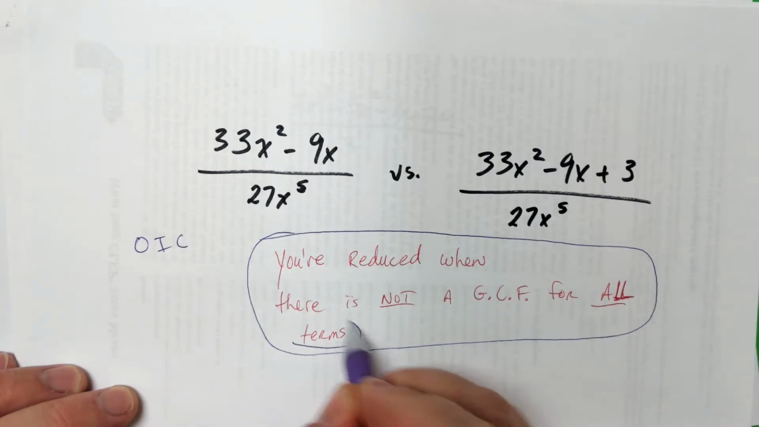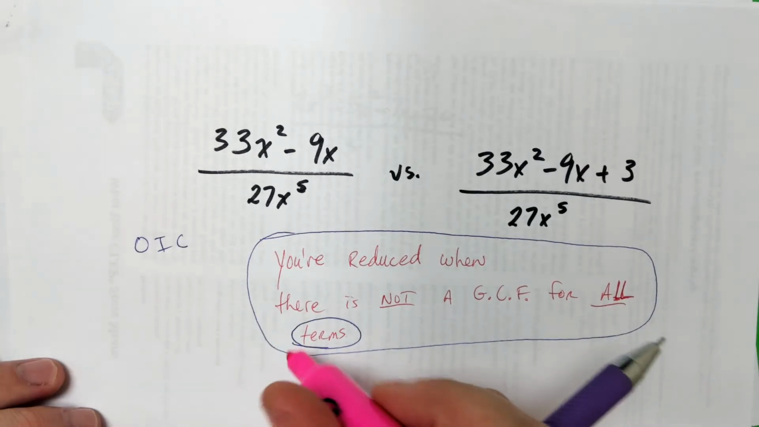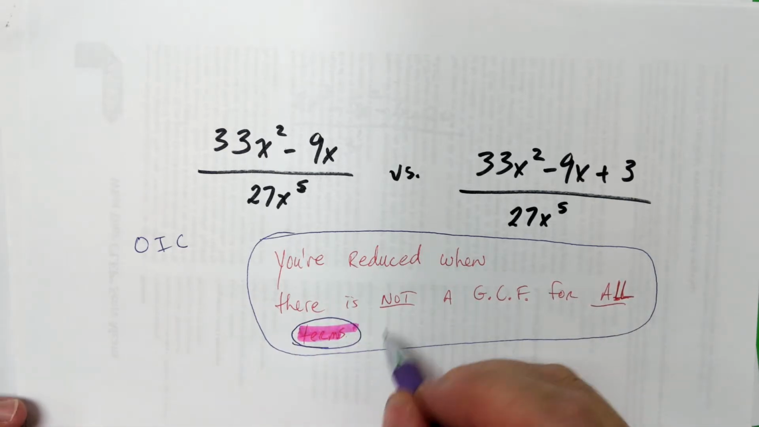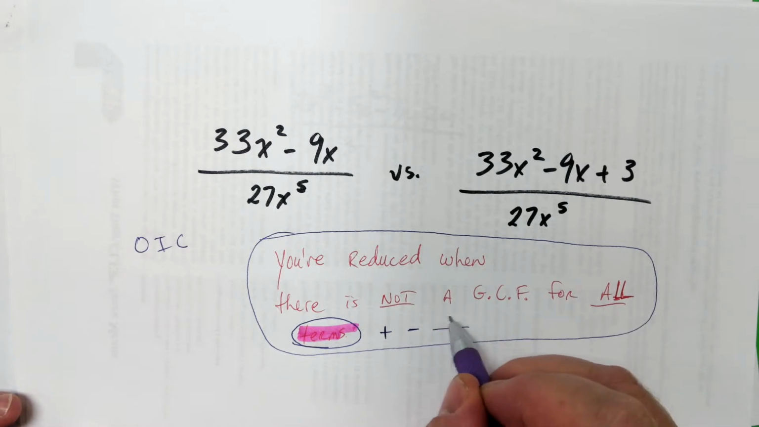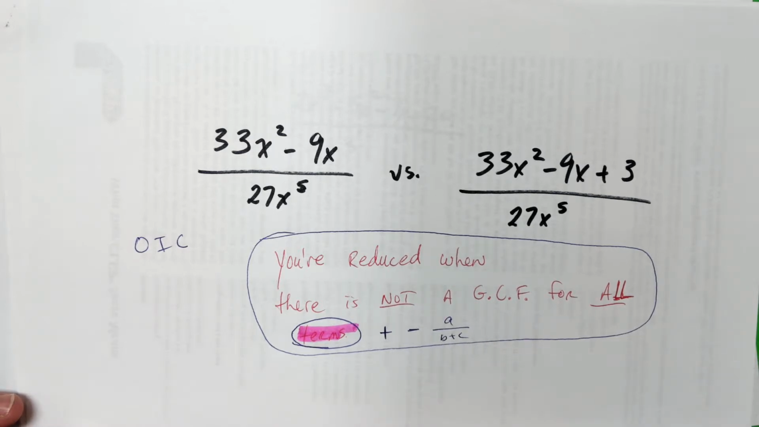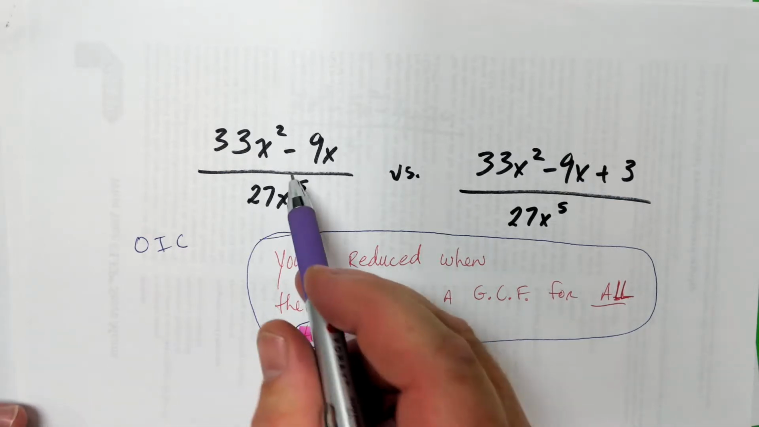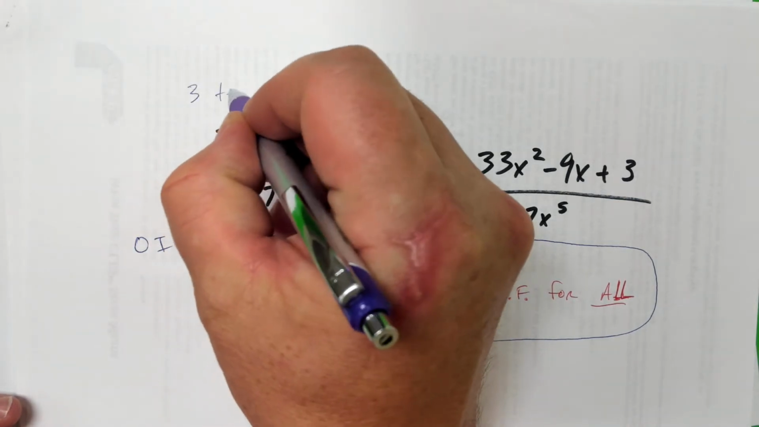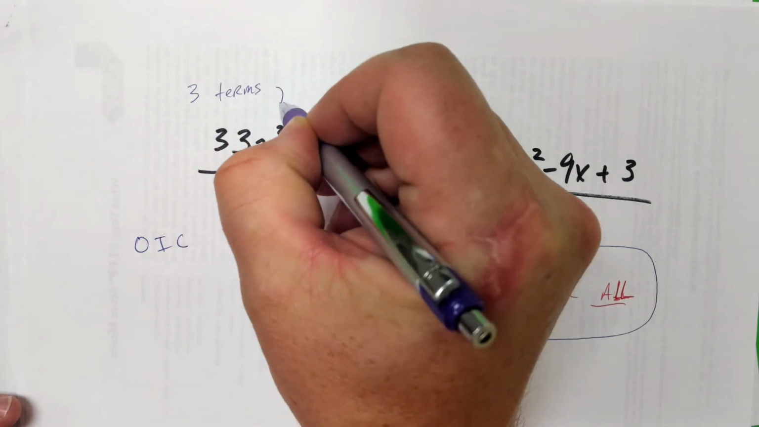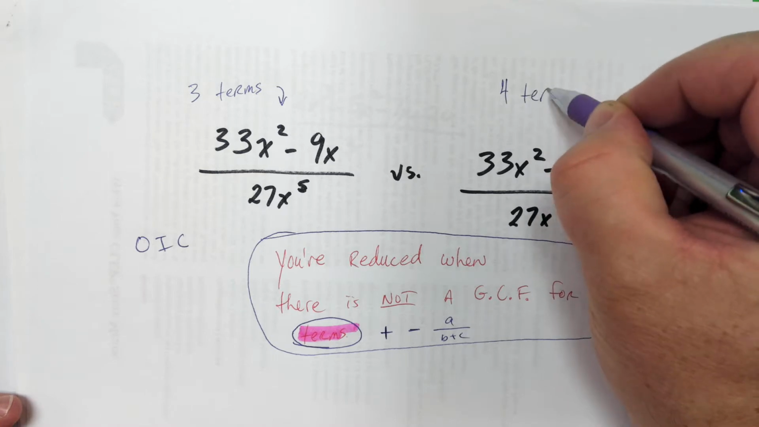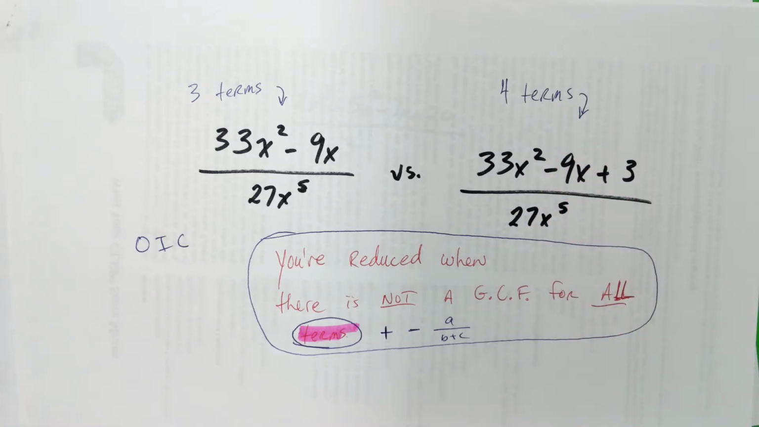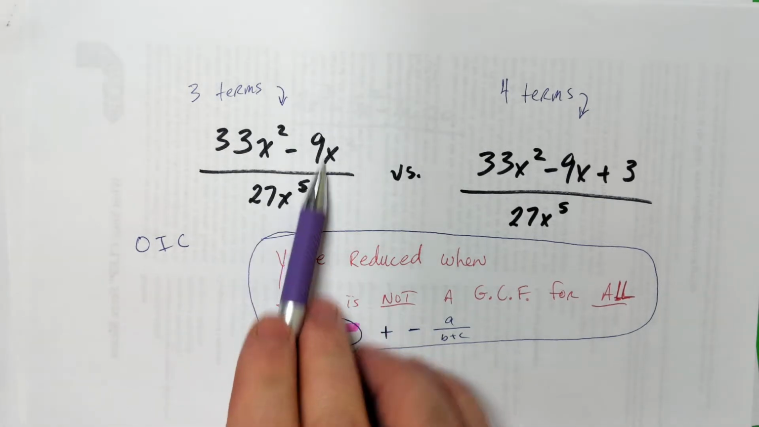So check it out. First of all, terms. Terms are separated by plus, by minus, or by the fraction bar. So when we talk about all terms, on this one right here, there's 3 terms only. And this one has 3 on the top and 1 on the bottom, so this has got 4 terms. Why 3 terms? Because there's 1, 2, and 3.